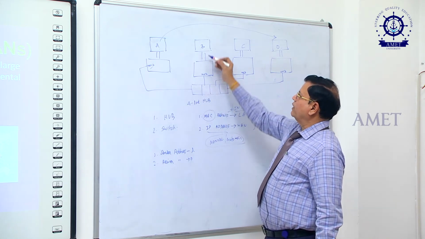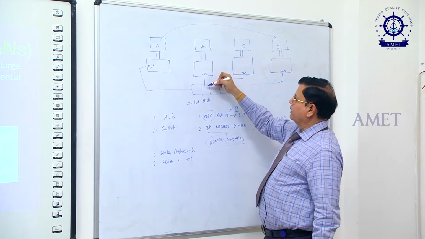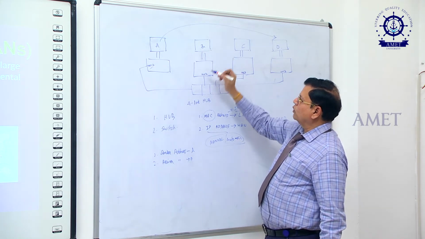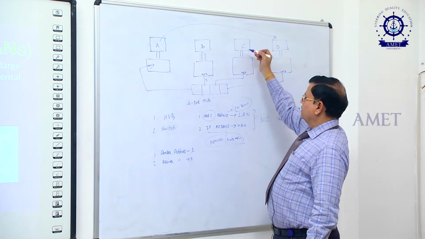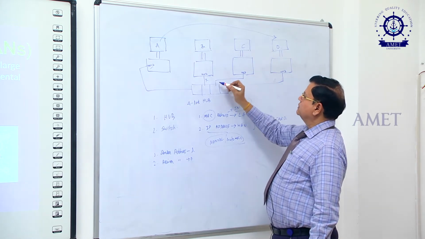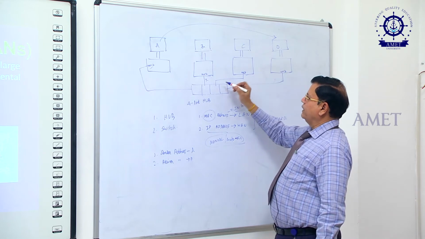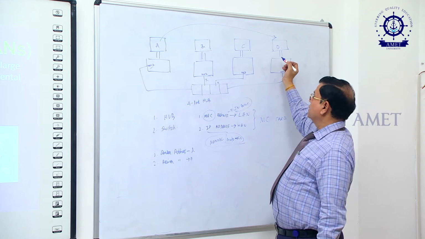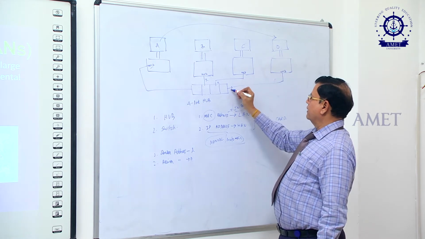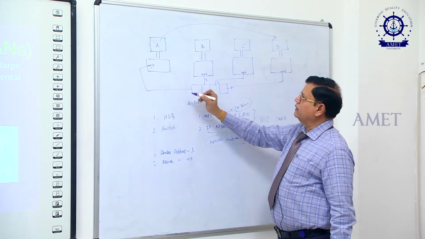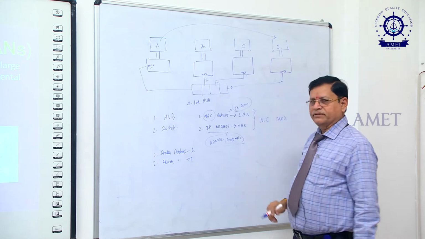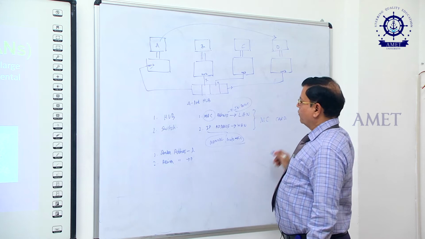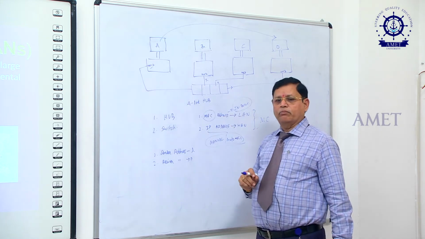So, port B will read it. The destination address is D, so it will ignore. C will also read the packet, and since the destination address is for D, it will also ignore. But when D reads this packet, it will accept, and then communication takes place. This is how communication is established for a 4 port hub.